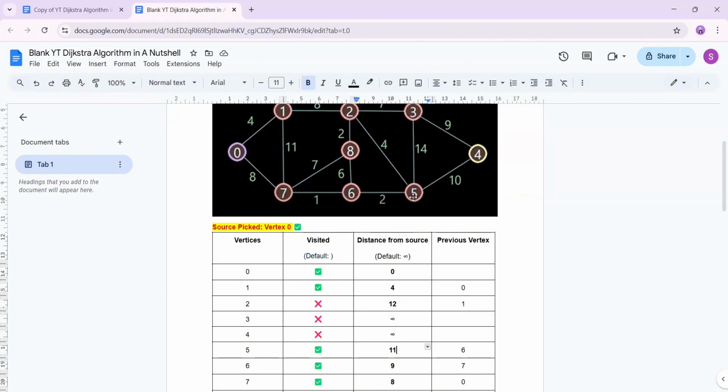Well, if I go to discover node 3, since I already have 11, right? 11 plus 14, it will be 25. So we'll put here 25. And then our previous vertex is 5. And then again from 5, I could go to 4. My previous is 11. If I go to 4, it will be 11 plus 10, 21. And then my previous vertex is 5.